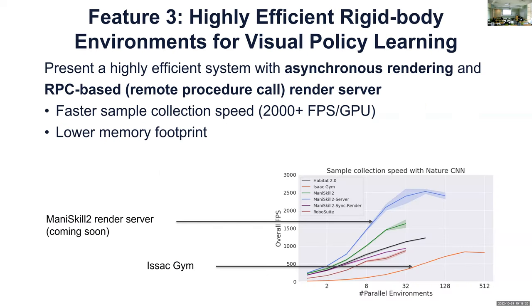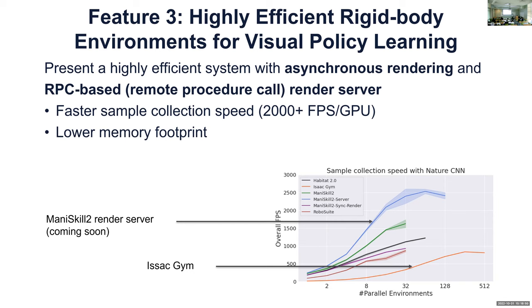And third, ManiSkill is actually a powerful system. It's very fast in terms of running, especially designed for fast visual policy learning, like visual RL or visual imitation learning. For rigid body, we have a very advanced render system that allows very fast sample collection. With just one 2080 kind of GPU, you're able to collect samples at a rate of over 2000 frames per second. What does that mean?